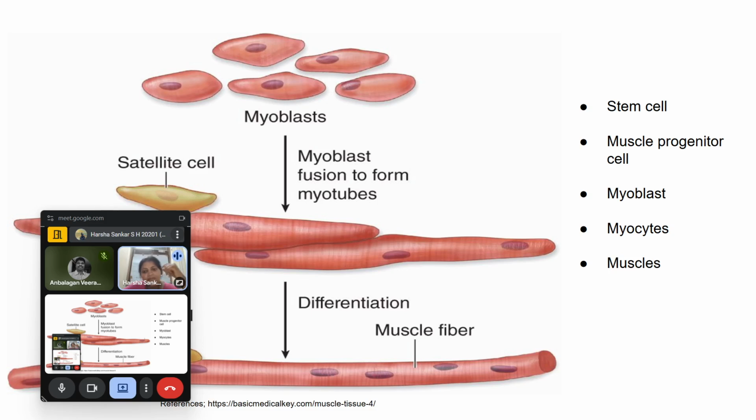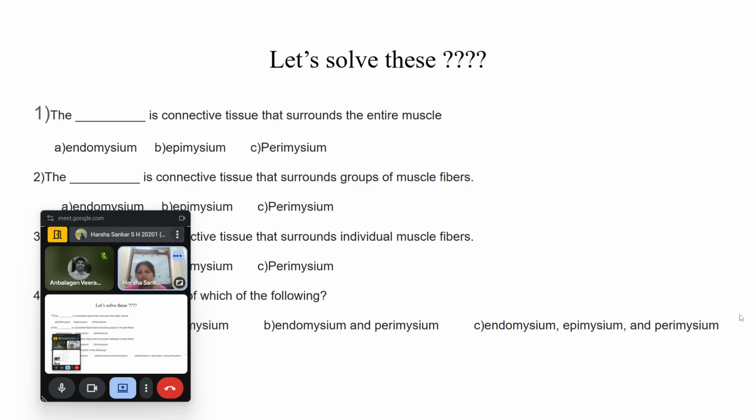What happens is, myoblasts fuse together to form myotubes, which will differentiate to become a complete muscle fiber. If you look at the order of how muscles are formed, it starts with the stem cell or muscle progenitor cell, which gives rise to myoblasts. Myoblasts give rise to individual myocytes. They come, migrate and settle down, and together they form muscles. Let's solve some questions.